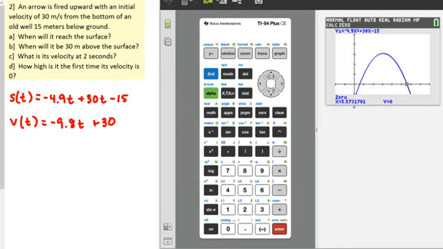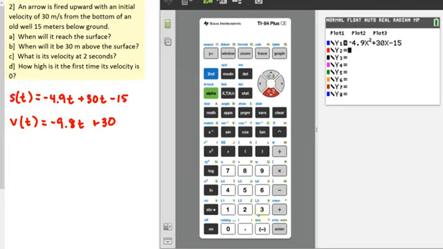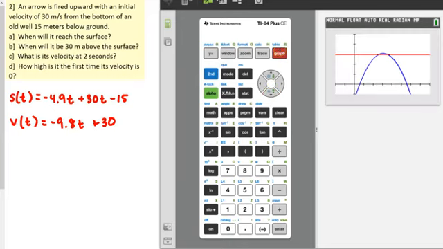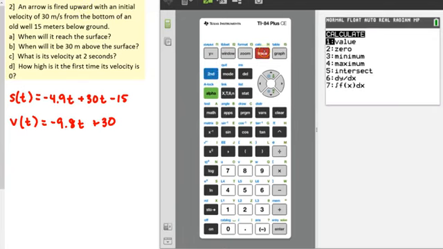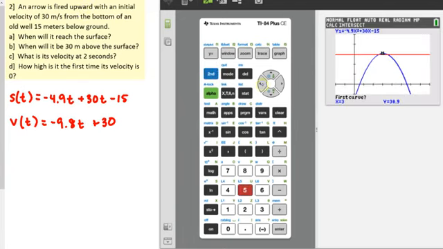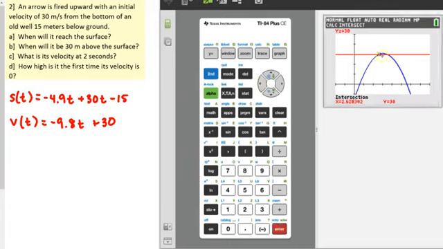Part B, when will it be 30 meters above the surface? So let's go back to y equals and go to y2, and let's type the line y equals 30. Press graph. And there we see right there, it's reaching a height of 30 at 2 different times. So we go into our Calculate menu, we choose number 5, intersect. Put the cursor on the blue curve, yes. Cursor on the red curve, yes.